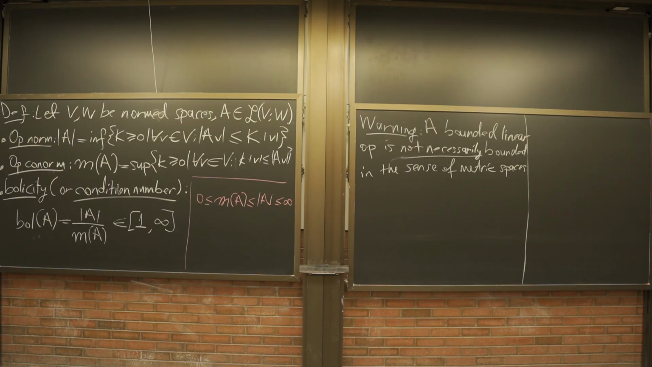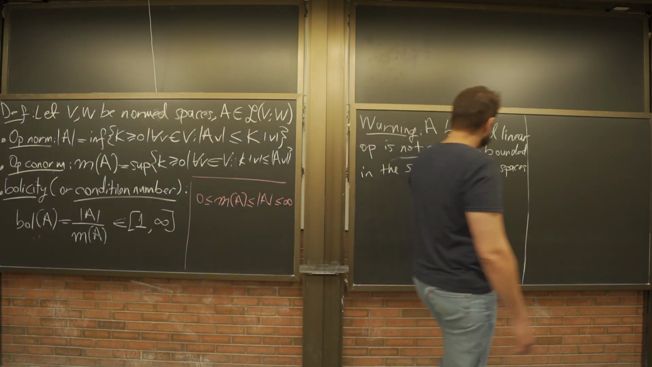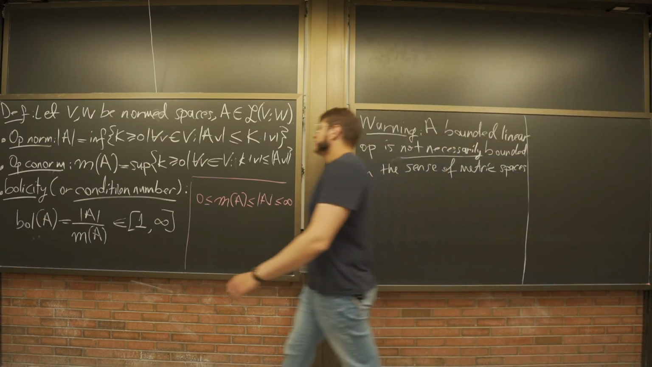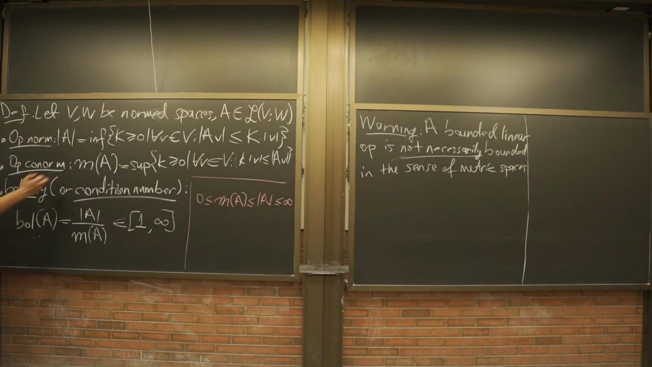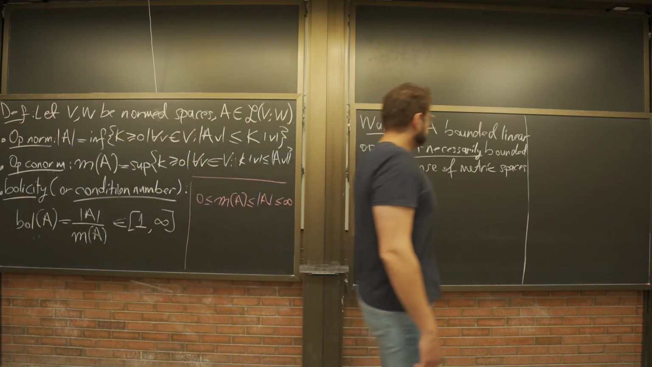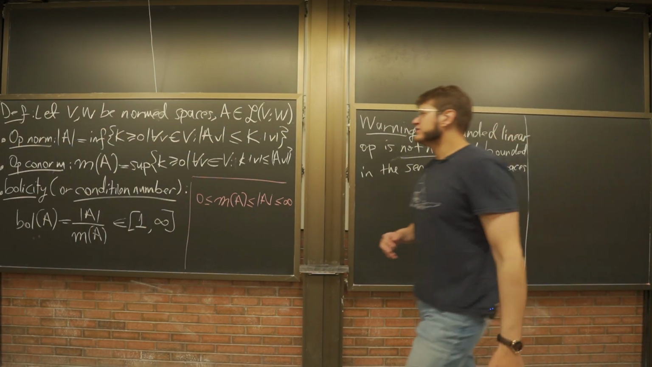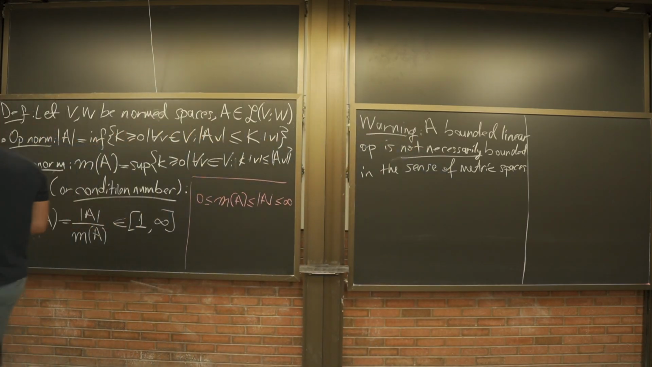Okay, let's start. Good morning. So today we're going to keep working on operator norm. Yesterday I had also defined this operator conorm, and then I mentioned this bolicity. I want to discuss these. I want to give some examples around these ideas, and then we're going to switch over to inner products.